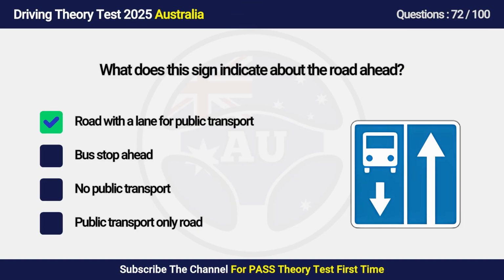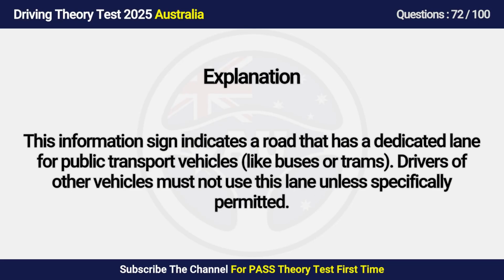Answer is A. Road with a lane for public transport. This information sign indicates a road that has a dedicated lane for public transport vehicles like buses or trams. Drivers of other vehicles must not use this lane unless specifically permitted.